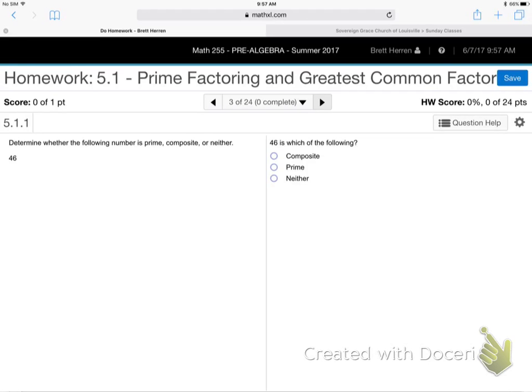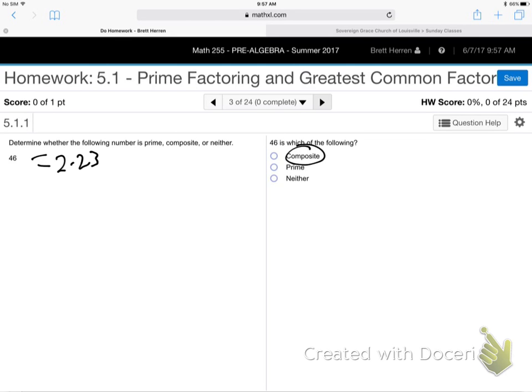Okay, so 46. Is it composite? How do you know right away it's composed out of other things? Yeah, it's 2 times 23, isn't it? Any even number other than 2. There's only one even prime, and that's the number 2. So this would be a composite.